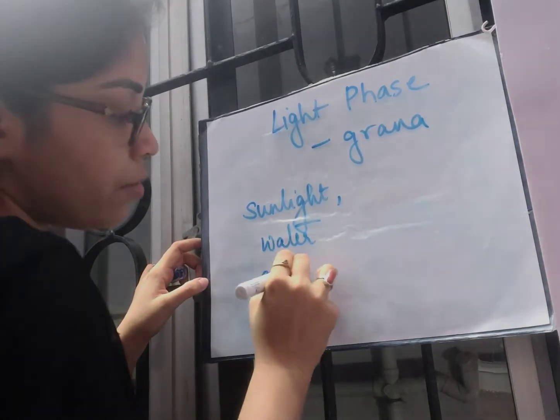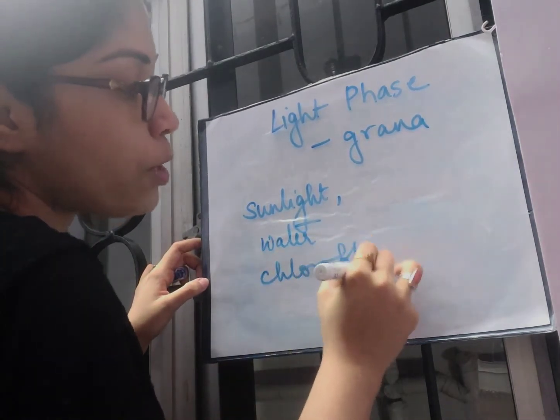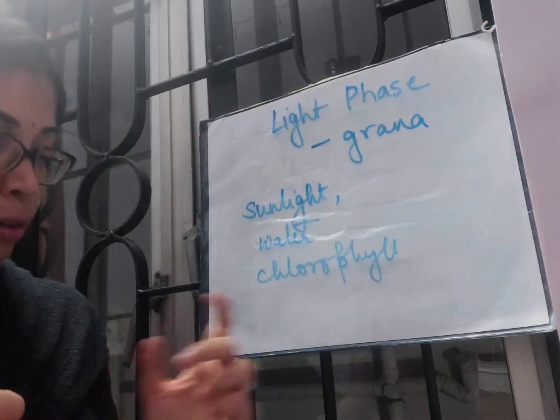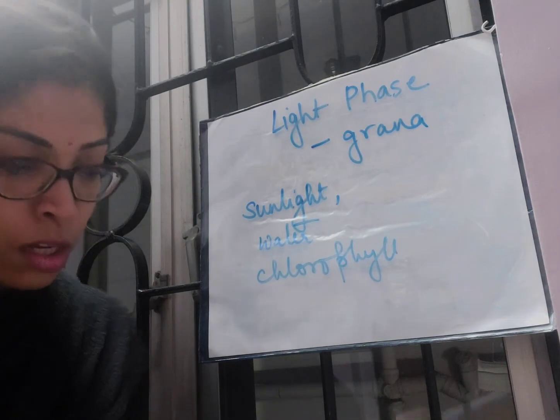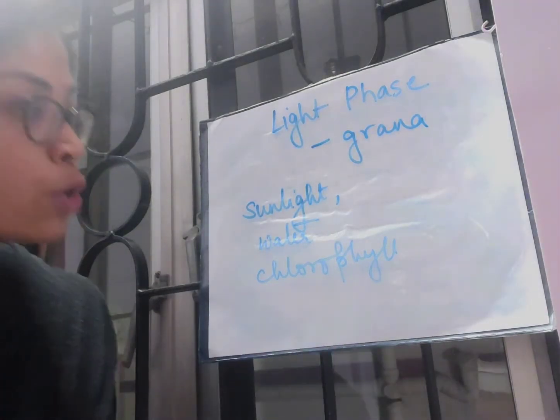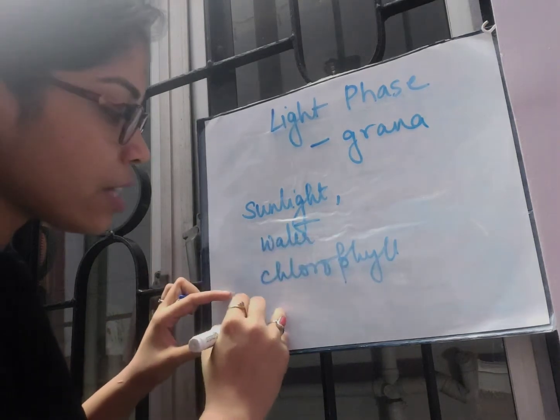Lastly, chlorophyll. These are the main components of only the light phase. We are talking about the light phase only here. Except these components, NADP and ADP are also used in this phase. What other things are required?